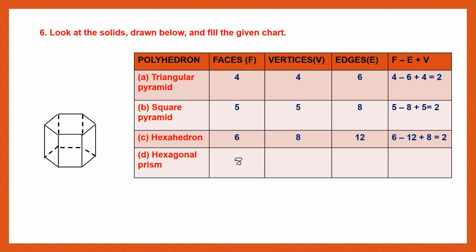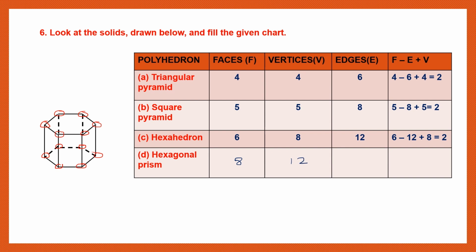Now vertices, let's count the number of vertices. 1, 2, 3, 4, 5, 6. Then we have 7. Then here in that corner 8, 9, 10, 11 and 12. So our vertices are 12.